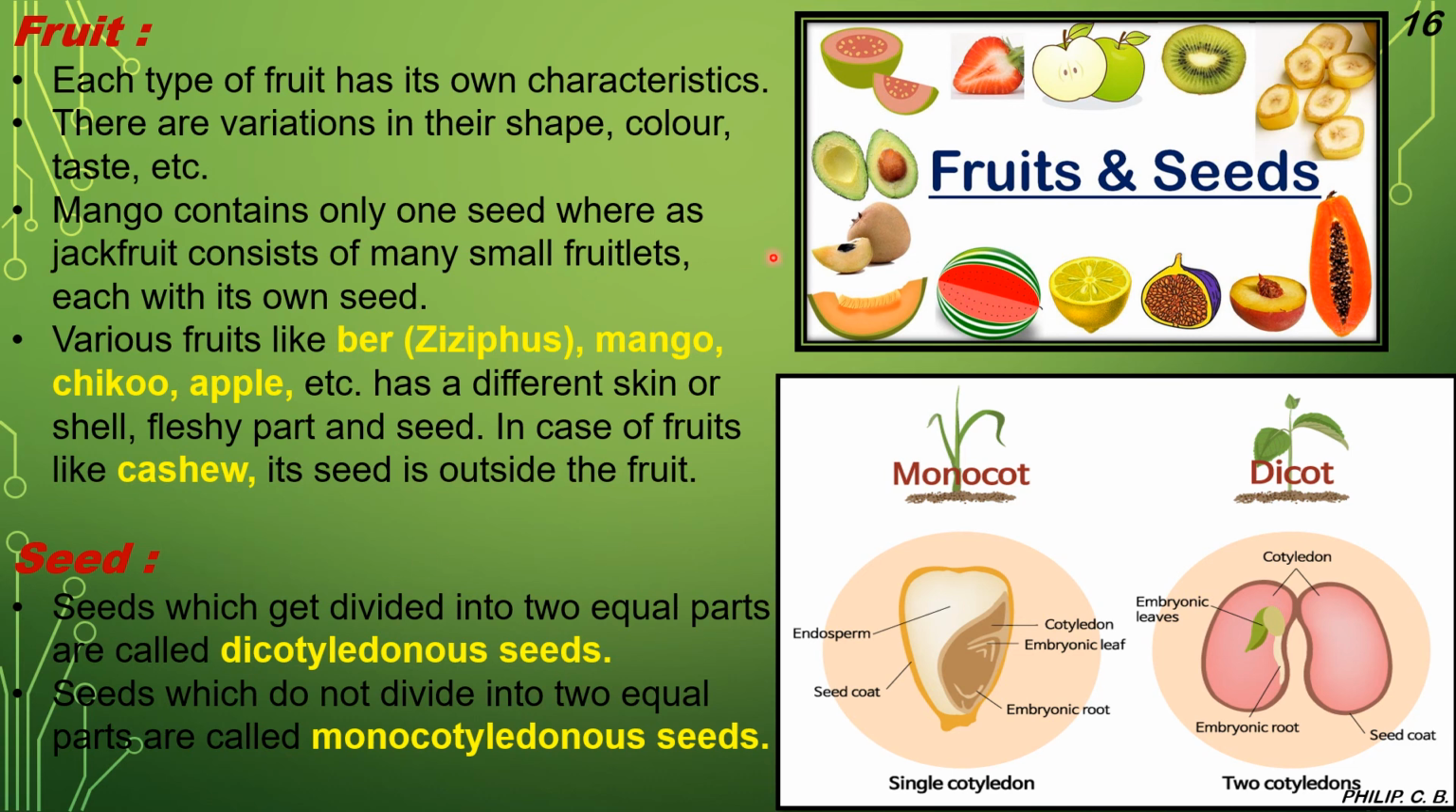Then you can see the image of fruits and seed, few are added over here with all different colors, shape and size. Then seeds which get divided into two equal parts are called cotyledons. Seed which do not divide into two equal parts are called monocotyledonous seeds. So you can see a monocot example, or if I give a very simple example, corn, right? And then dicot, the beans, rajma, which you might have seen, right, with the two cotyledons. Clear?